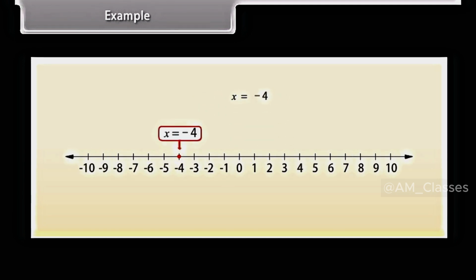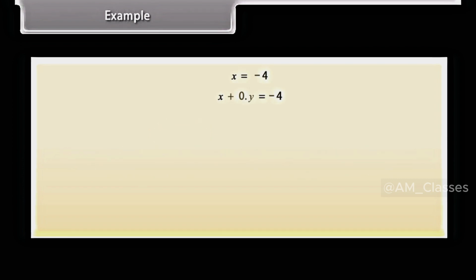Example. Let's now solve this equation and represent the solutions on the number line and on the Cartesian plane. This equation can also be written as 2x minus x is equal to minus 3 minus 1. By solving this, we get x as minus 4, equation 1. Now let's see where it lies on the number line. Here it is. Now we know that x is equal to minus 4 can be written as x plus 0y is equal to minus 4. And this becomes a linear equation in 2 variables. So the equation reduces to x is equal to minus 4.